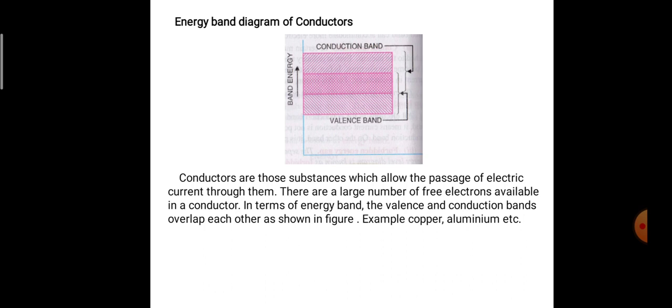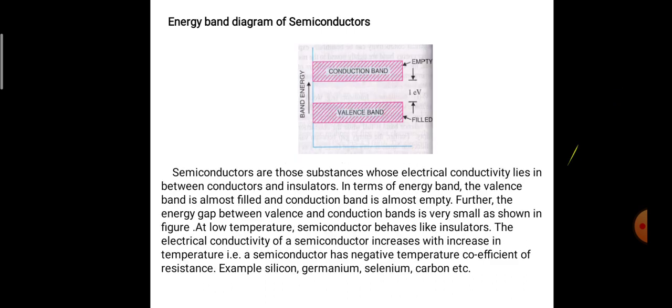Now we are discussing the energy band diagram of conductors. Conductors are those substances which allow the passage of electric current through them. There are a large number of free electrons available in a conductor. In terms of energy band, the valency and conduction bands overlap each other as shown in the figure. Examples: copper, aluminum, etc.